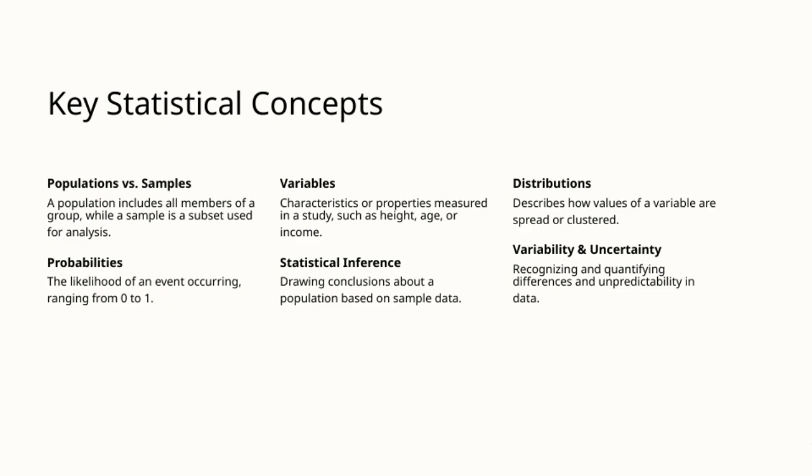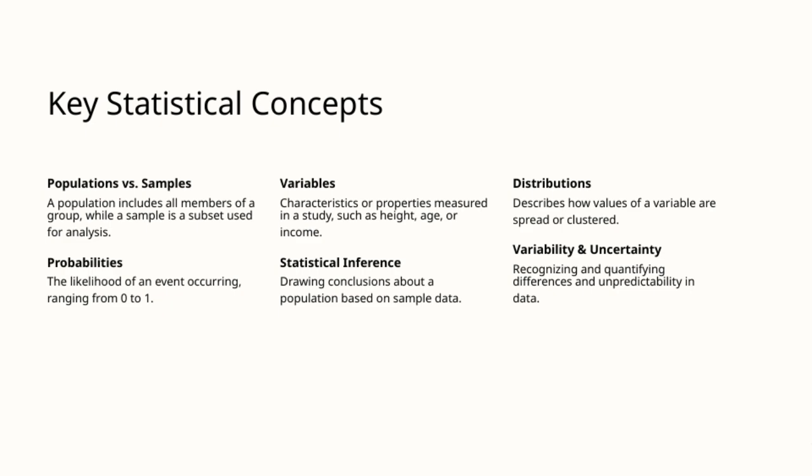Variables are simply the characteristics or properties we measure in a study, such as height, age, or income. They give us the specific data points we analyze. Statistical inference is about drawing conclusions about an entire population based on a sample we've studied. It's how we make generalizations from our data.